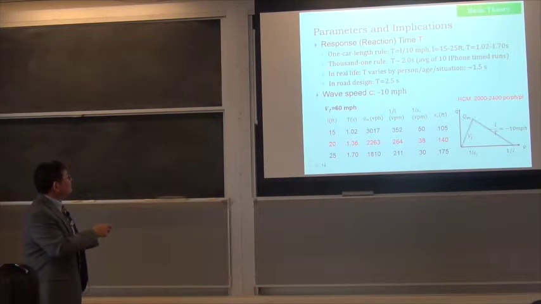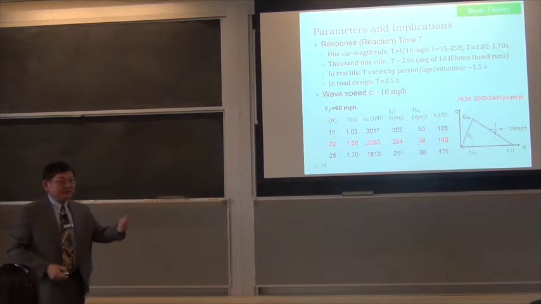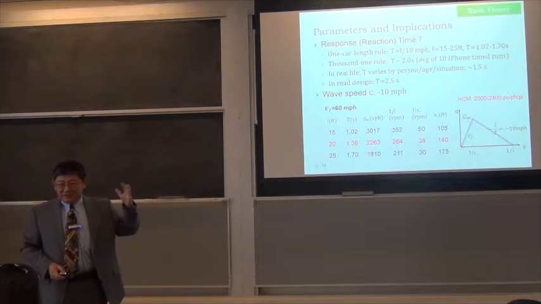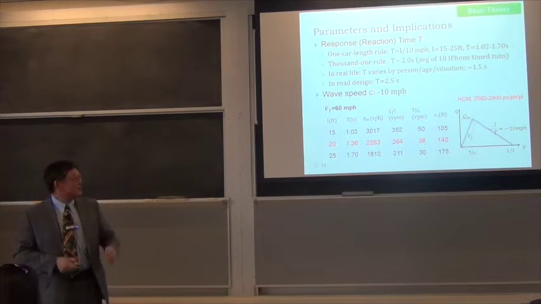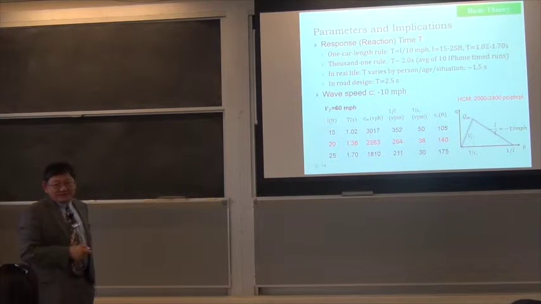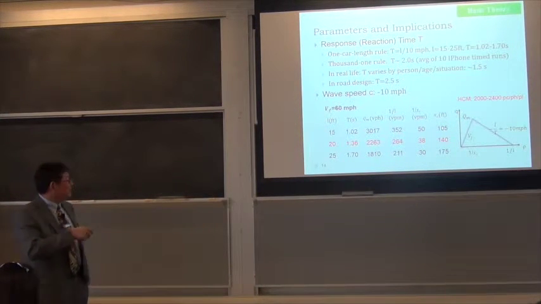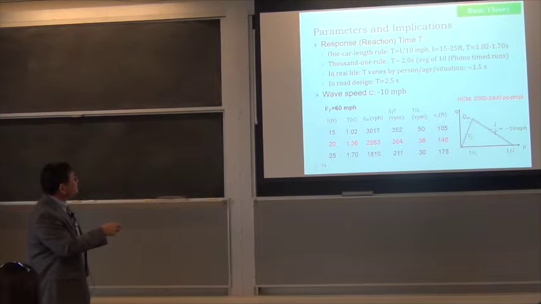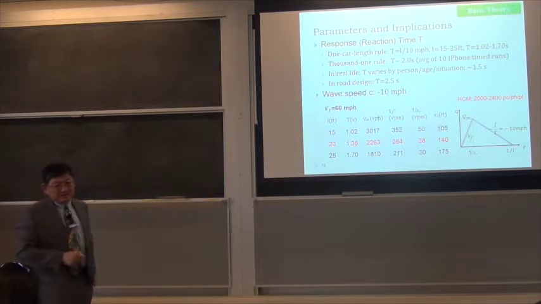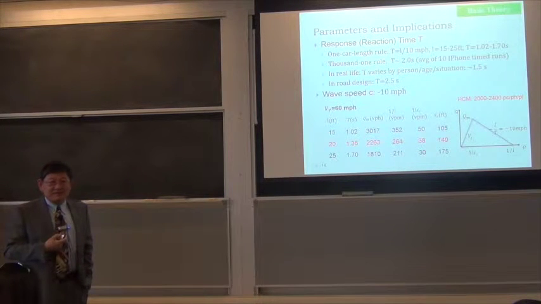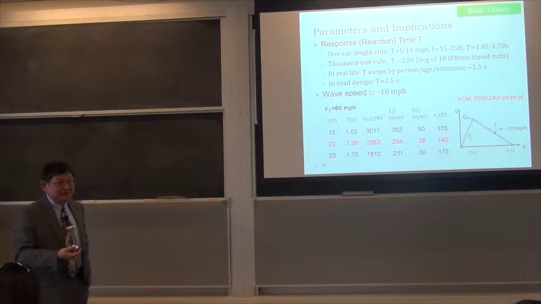And also for the 1001 rule, which I counted on my iPhone, it took me an average of 2 seconds over 10 runs. So that's greater than the one car rule, so it's on the conservative side. And then if you look at the road design manual, it's even more conservative. It gives you a value of 2.5 seconds that you should use for people's response time.